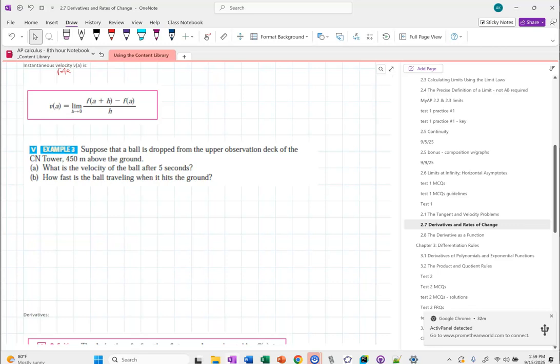All right, so here's our example. It says, suppose that a ball is dropped from the upper observation deck of the CN Tower, 450 meters above the ground. What is the velocity of the ball after 5 seconds? How fast is the ball traveling when it hits the ground? So notice none of these are average velocities, right? It's asking for some velocity at a specific time, either at 5 seconds or some unknown time, but where we know the position, where the ball's right about to hit the ground. So these are both instantaneous velocity questions. They're both going to be talking about the slope of a tangent line to a curve.